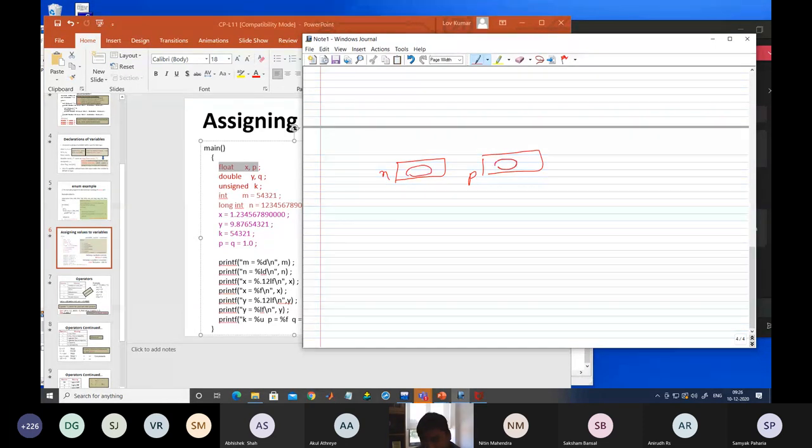So this is your x and this is your p. Same like that, if you are writing double y comma q, basically we are going to create two different variables, y and q, of type double.